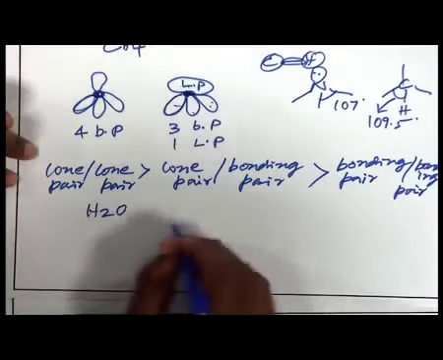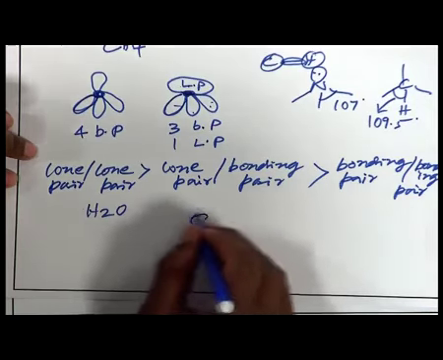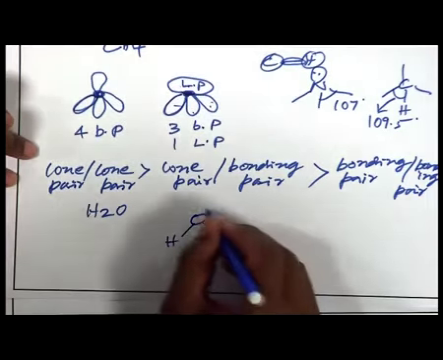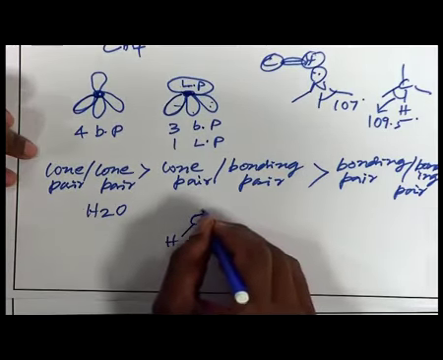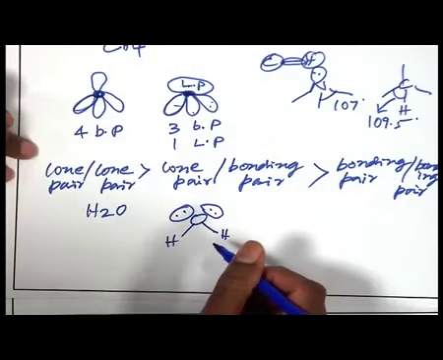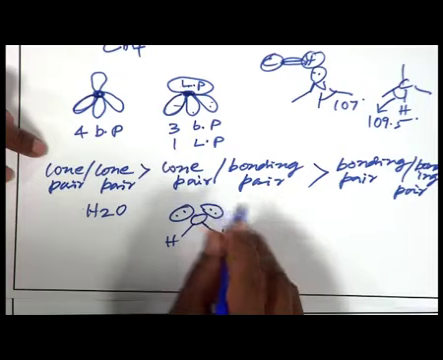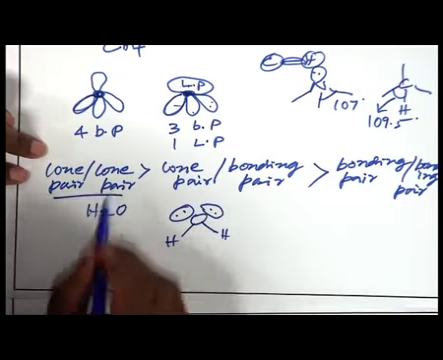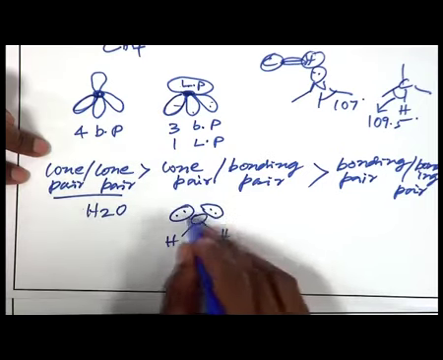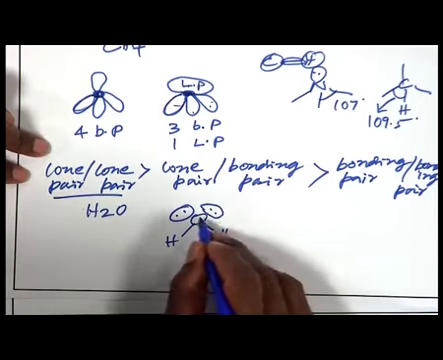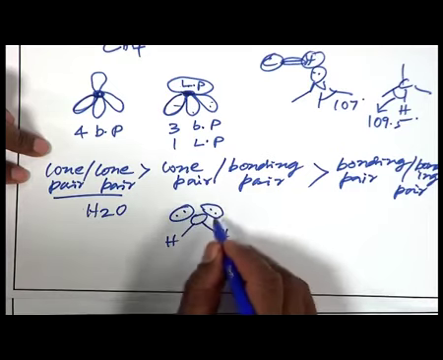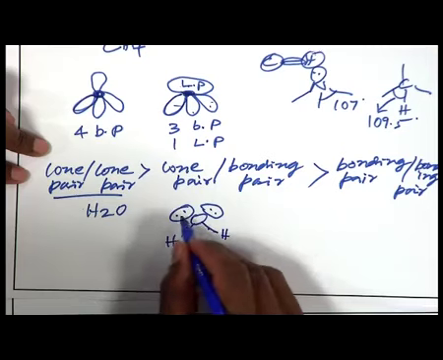Now let us see a molecule of water. You know that the central atom is the oxygen atom and there are two hydrogen atoms attached to it. There are two lone pairs on the oxygen atom, so the lone pair repulsion is the greatest, as I mentioned here. So in total, how many electron pairs? There are four electron pairs: one pair, two pairs, third pair, fourth pair.